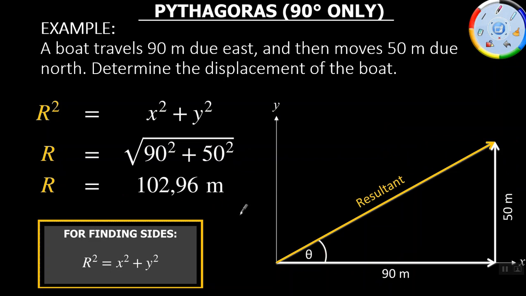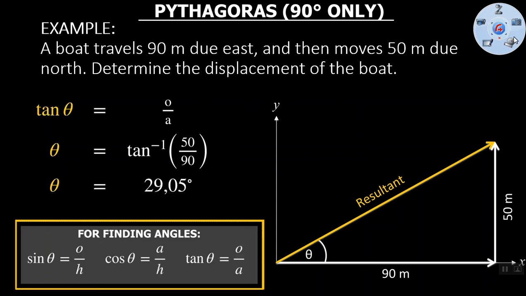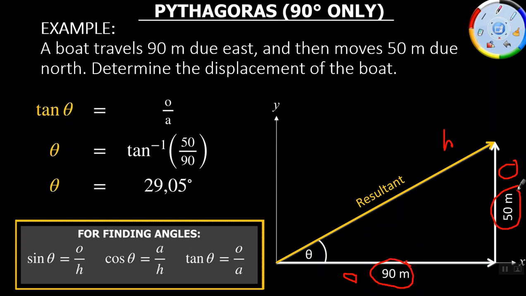So now we only have half of the vector. We only have the size. What we now need to do is to get the direction. So if we look at our angle again, we call this the adjacent. That's the opposite. That's the hypotenuse. I have the value of the adjacent. I have the value of the opposite.